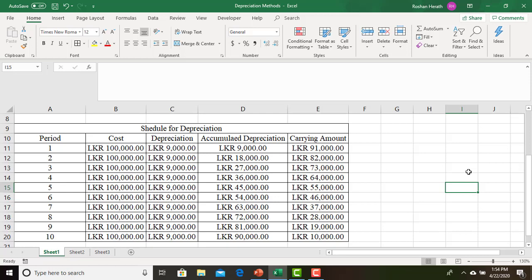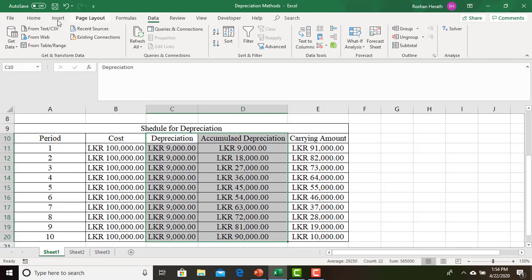කොහොමද අපි කරන්නේ? The first you have to select the area including the heading. So we have to take the depreciation and accumulated depreciation. So we may select the whole thing. Then we go to data.